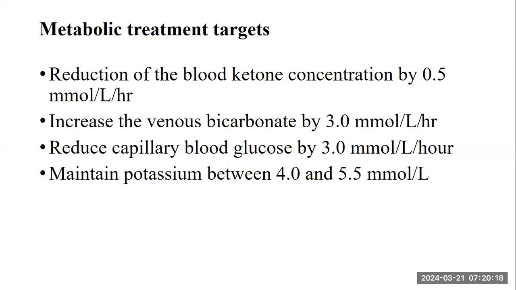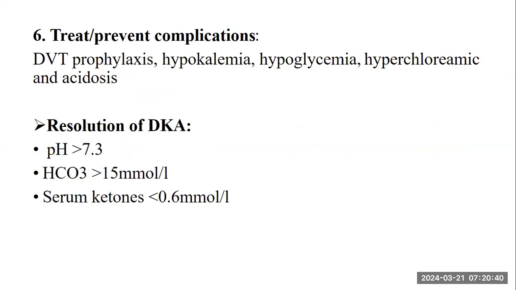Metabolic treatment targets. So we target a reduction of blood ketone concentration by 0.5 millimole per liter per hour. We increase the venous bicarbonate by 3.0 millimole per liter per hour. We reduce capillary blood glucose by 3.0 millimole per liter per hour and maintain potassium between 4 and 5.5 millimole per liter. This is when you know the patient is getting better.